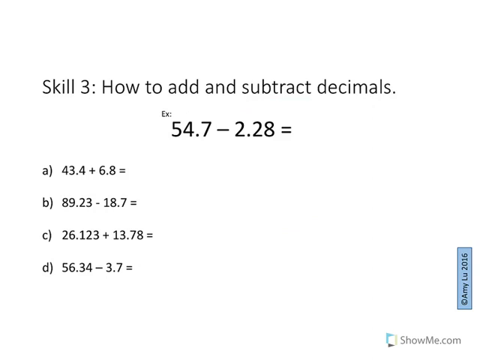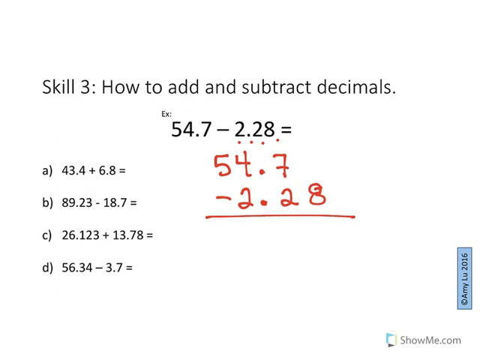So to do it correctly, I'm going to write 54.7. Now I have to write 2.28 and stack the decimals. So 2.28 and the subtraction sign. Okay, so now we have to subtract, but here's the problem. There's nothing above the 8. I need to put something there to subtract, so I'm going to fill it out with a 0. Now I can subtract. So you always want to have the same number of digits behind the decimal so that you can subtract or add.